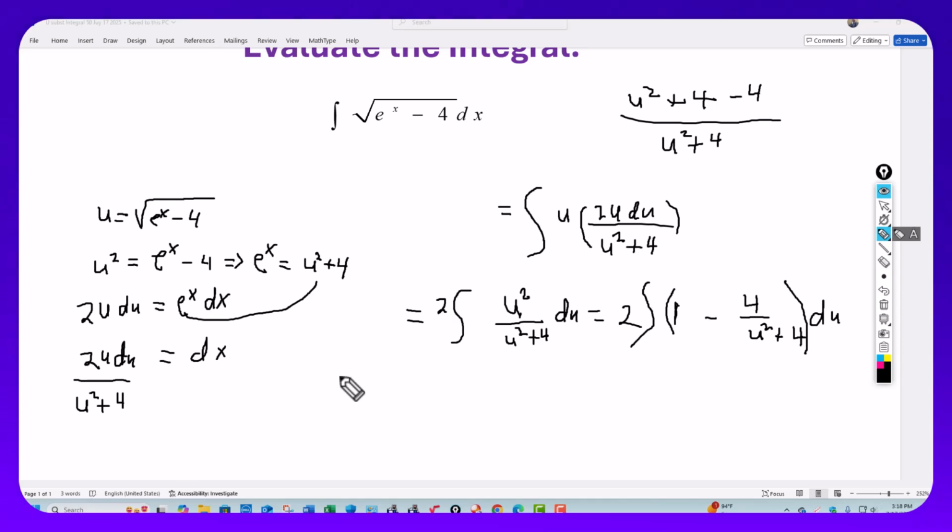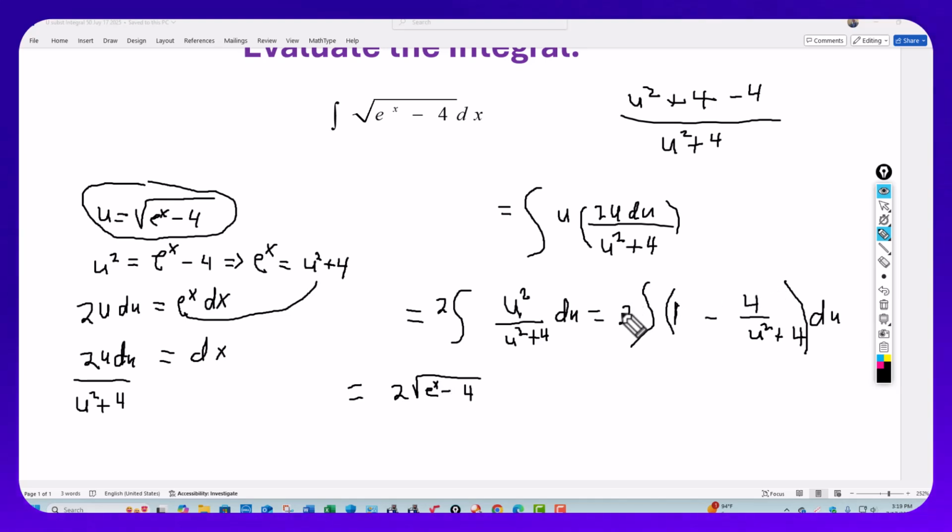So this is what we're going to have then. The integral of 1 with respect to u is u. But what is u? The square root of e to the x minus 4. And then remember, we're multiplying everything by 2. So this will be 2 times the square root of e to the x minus 4.